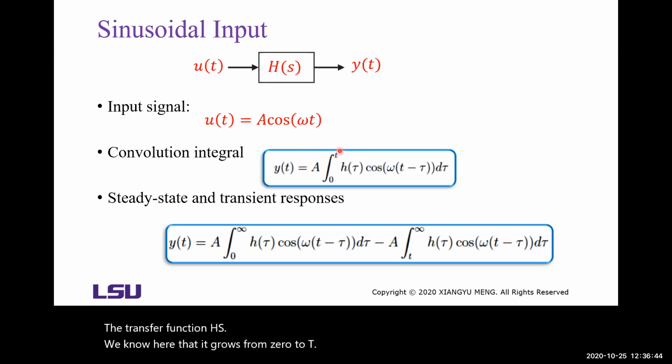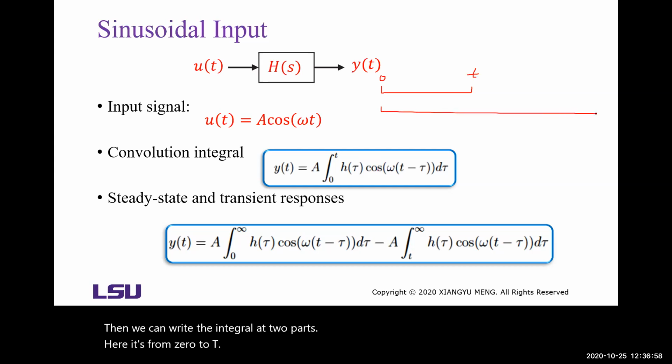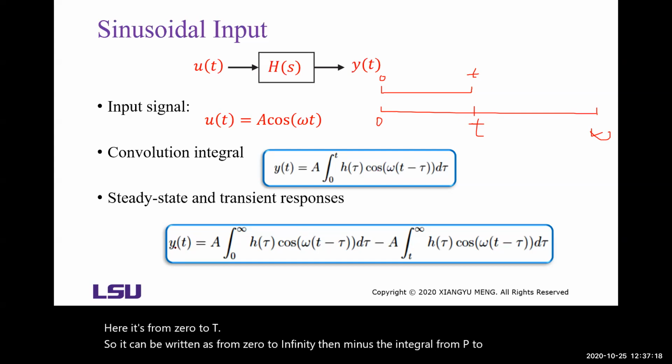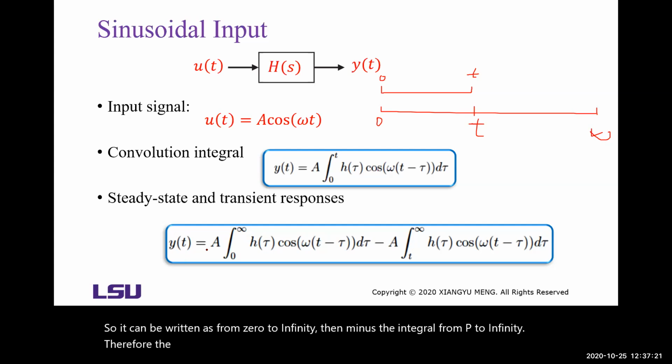Then we can write the integral as two parts. Here it's from 0 to t, so it can be written as the integral from 0 to infinity, then minus the integral from t to infinity. Therefore, the output y(t) can be written in this form.